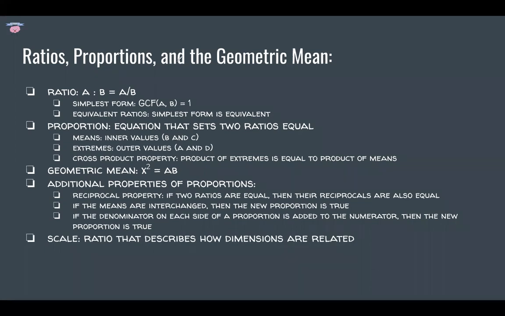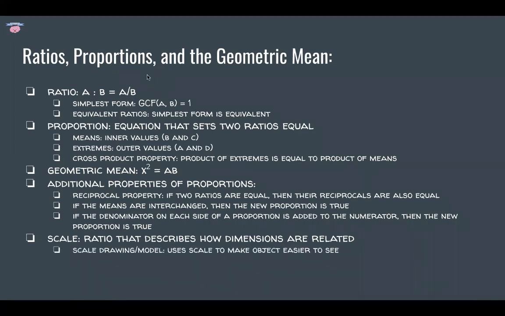A scale is a ratio that describes how dimensions are related. And this is more the geometry aspect. So if I have a map, that's probably the most common way of a scale. Let's say I have 2 inches on the map, and this corresponds to 10 miles in real life. That means that the scale is 10 miles to 2 inches. So if I had 20 miles in real life, then it'll be 4 inches. If I had 5 miles in real life, it'll be 1 inch. So yes, a scale is important.